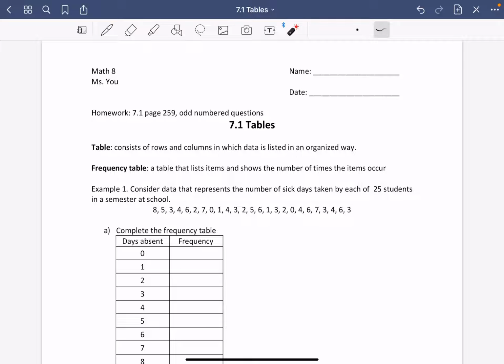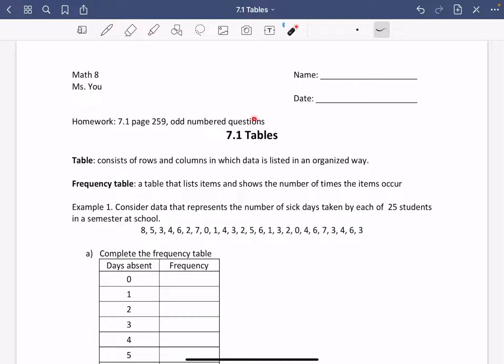Hello everyone, today we'll start chapter 7. So 7.1 is tables.